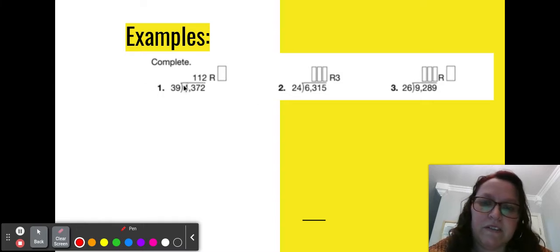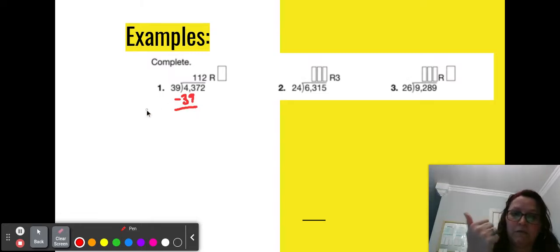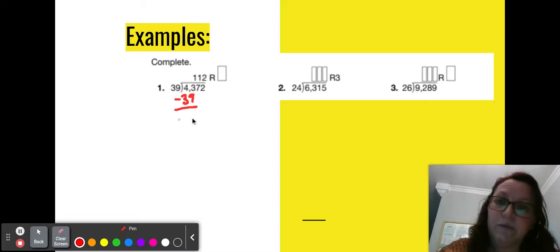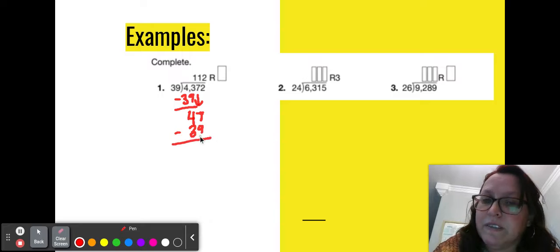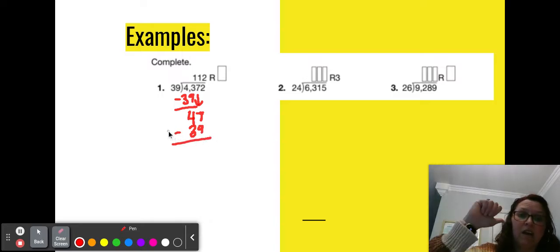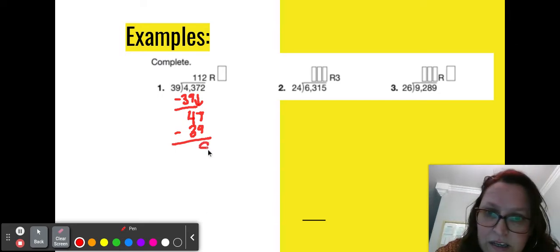I'm not going to list multiples of 39 because it gives me the answers right here. So 1 times 39 would give me 39. 43 minus 39: 39, 40, 41, 42, 43. So that's 4. And I'm going to bring down my 7. 39 goes into 47 one time. 1 times 39 is 39. 47 minus 39: 39, 40, 41, 42, 43, 44, 45, 46, 47. So my answer would be 8.